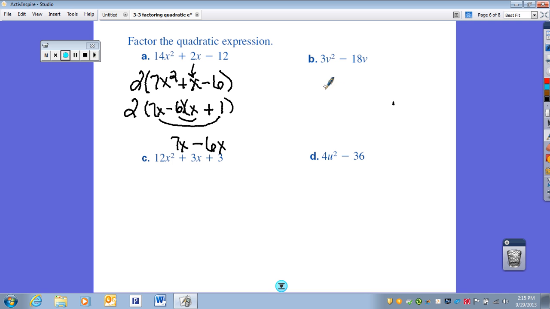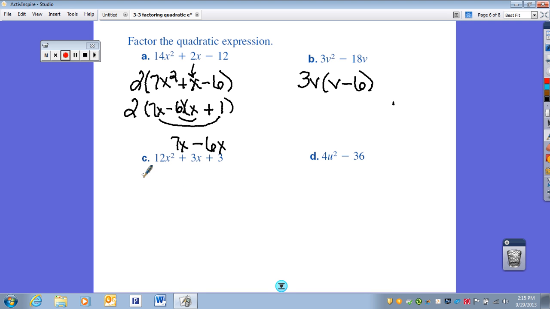Let's take a look at the next example. We look for the common monomial factor. Both of these terms can be divided by 3v. So when I divide, I get v minus 6, and then I'm finished. There isn't anything else I can factor from v minus 6.